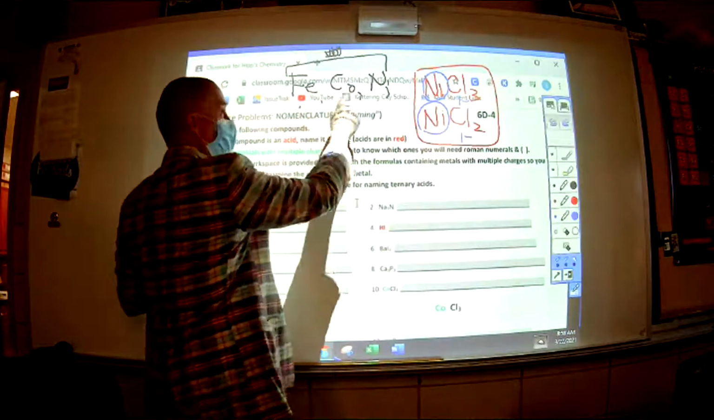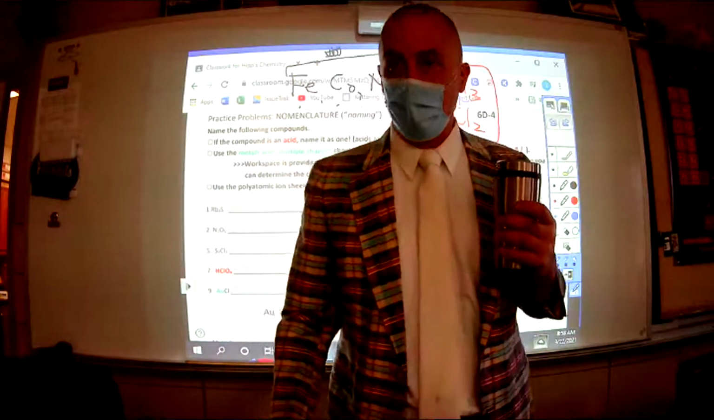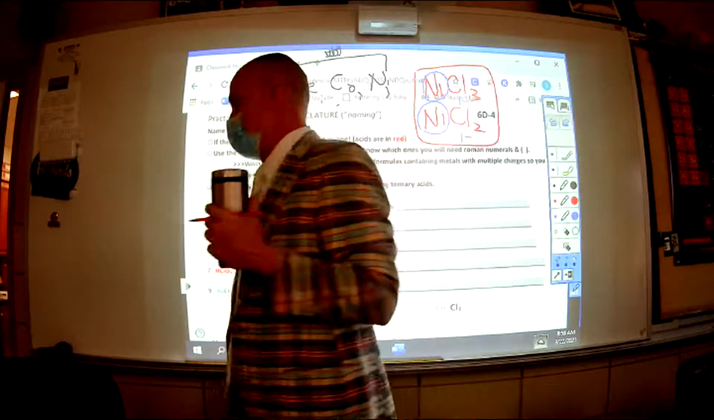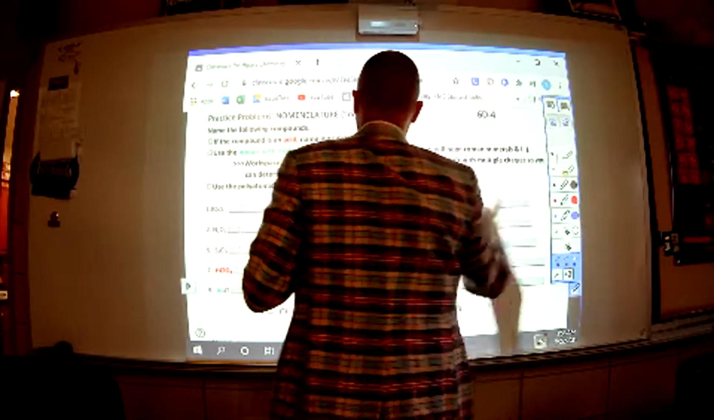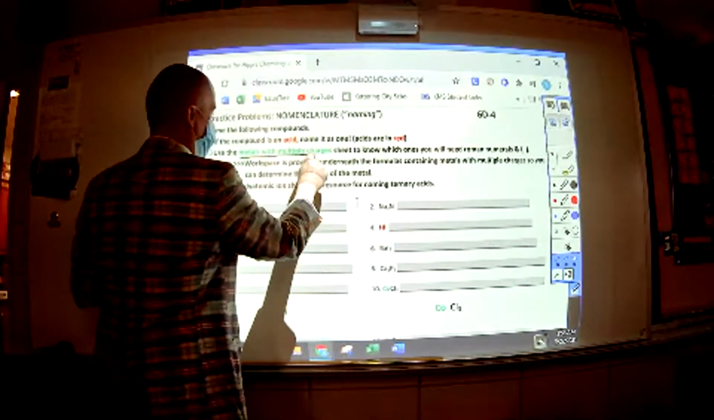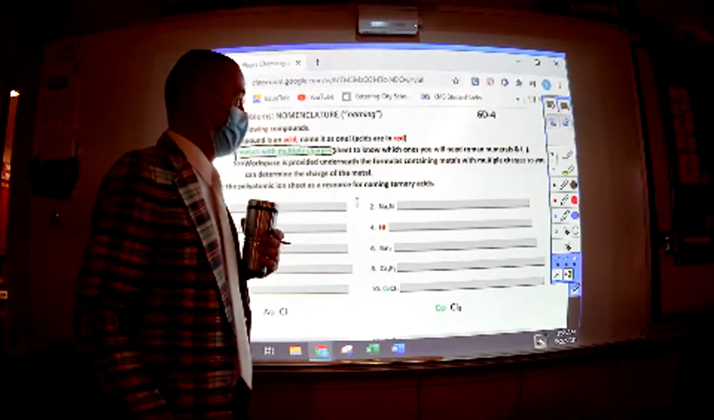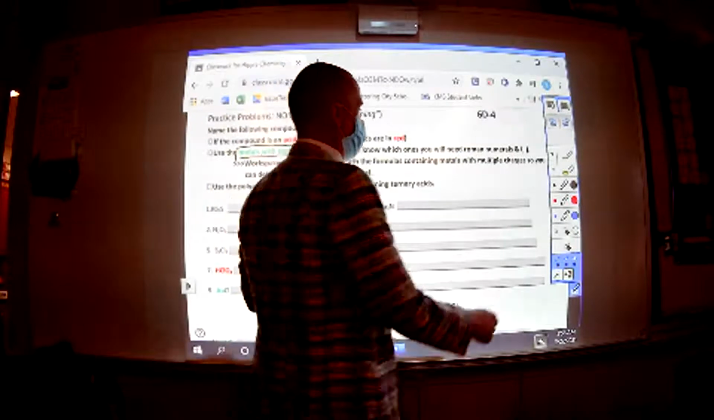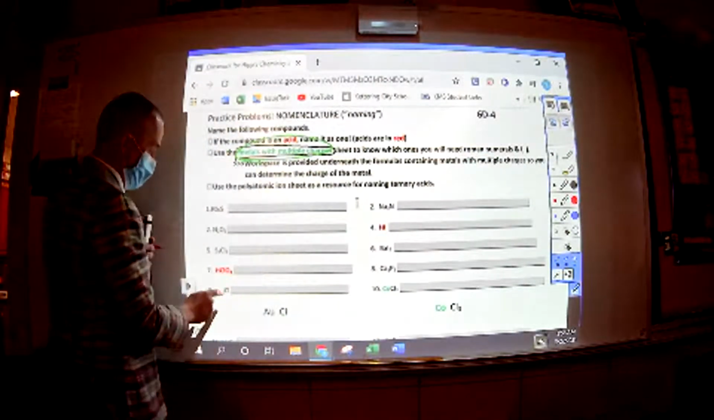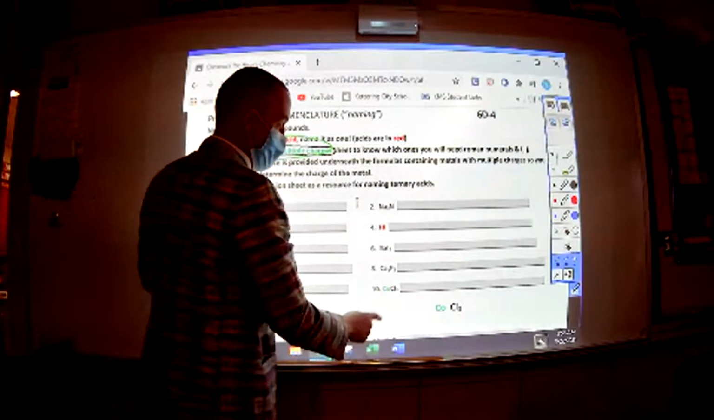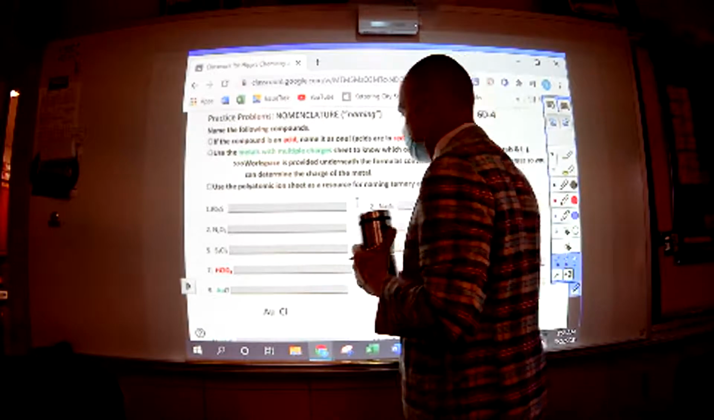Iron, cobalt, and nickel all can become 3+ or 2+ in compounds. So when you get to tonight's homework, you'll see that the compounds that have metals with more than one charge in them are highlighted in what color? They are in what color? Yes. So when you see green, that means you need to figure out how to name that compound.